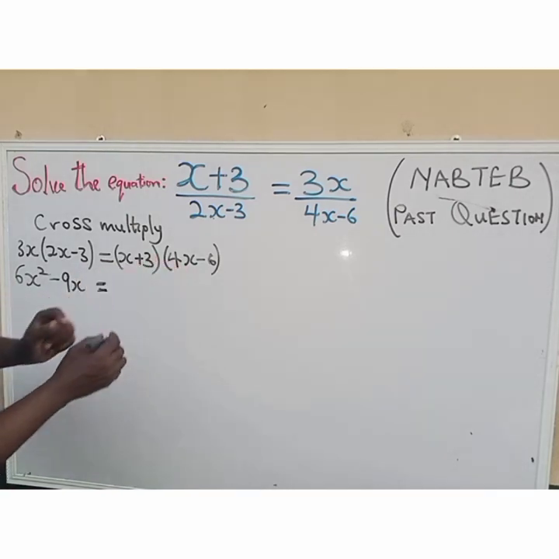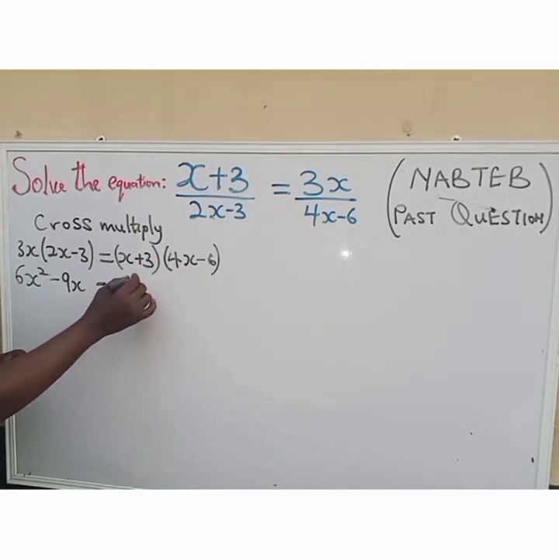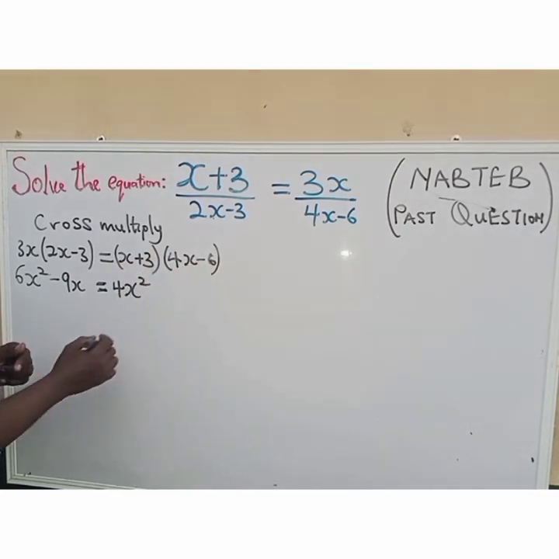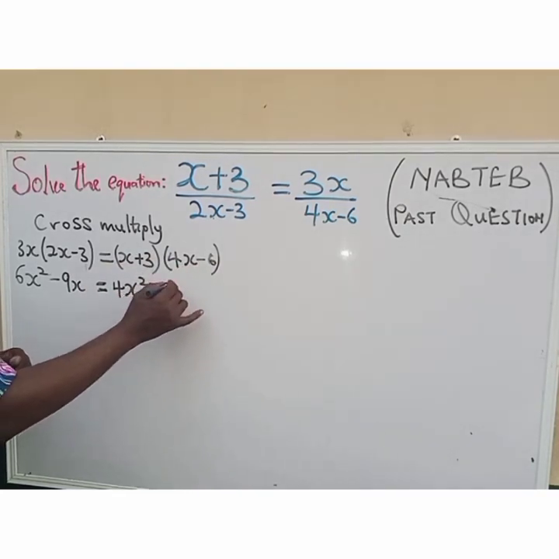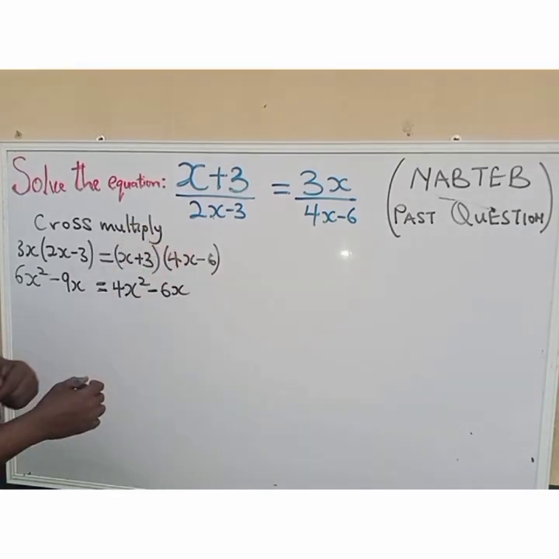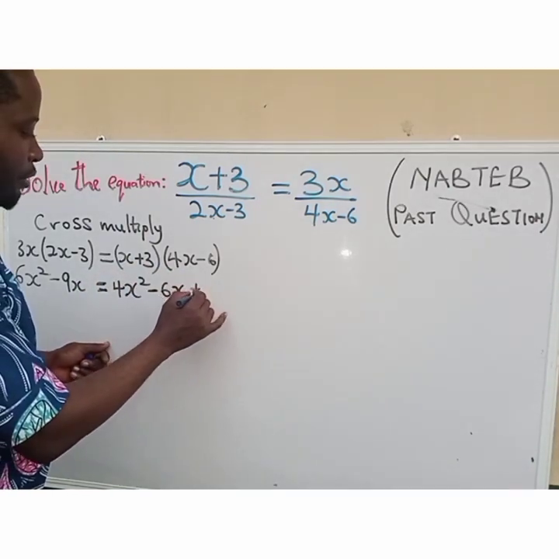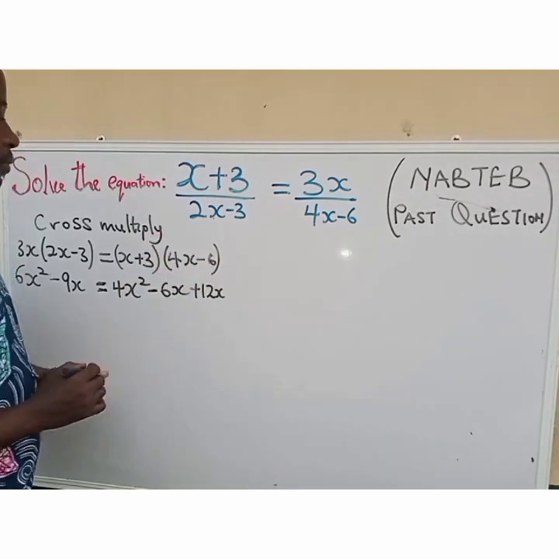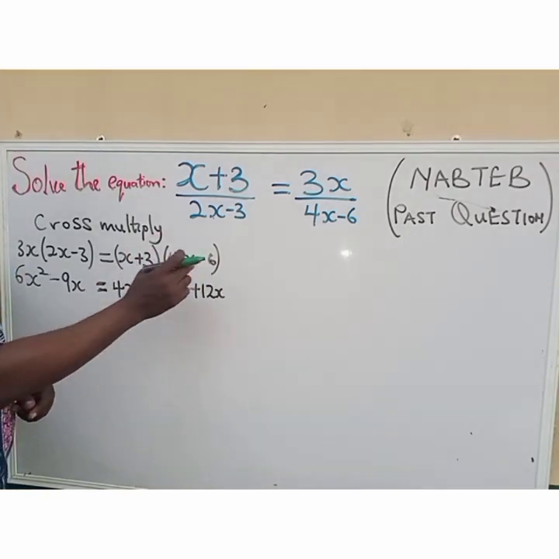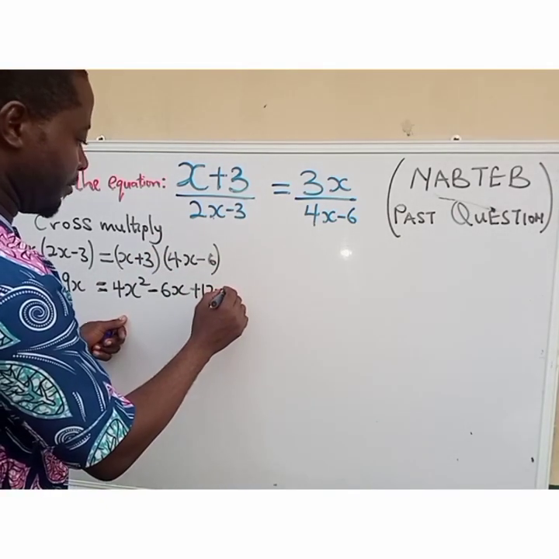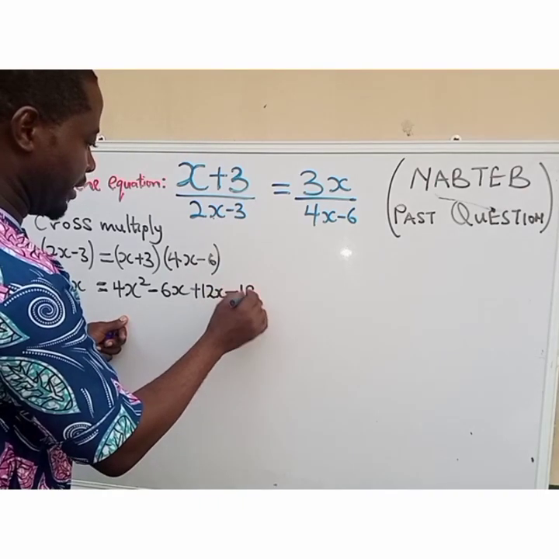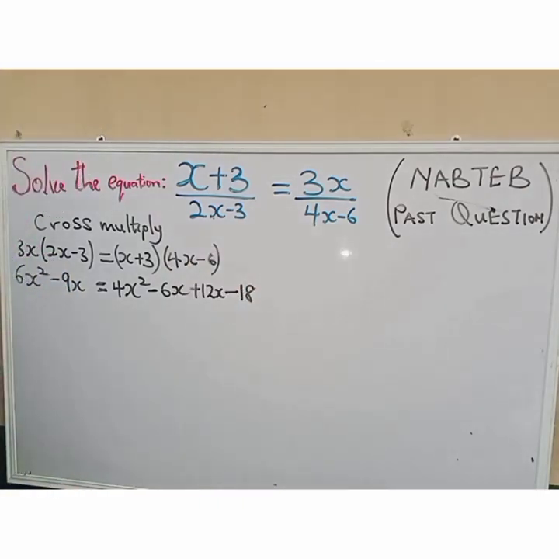x multiplied by 4x, you have 4x squared. x multiplied by minus 6, you have minus 6x. Plus 3 multiplied by 4x, you have plus 12x. Plus 3 multiplied by minus 6, we have minus 18. Now we are done with that.